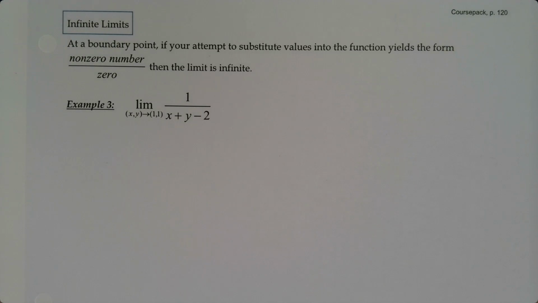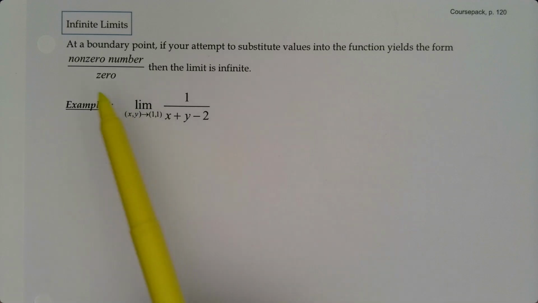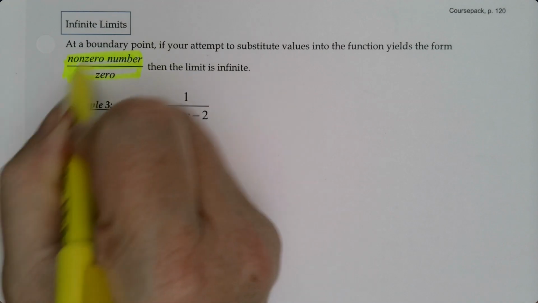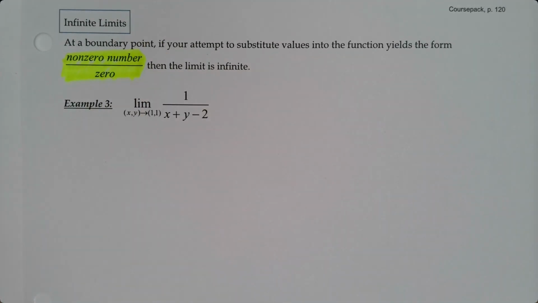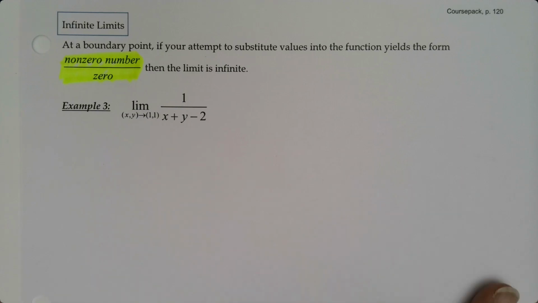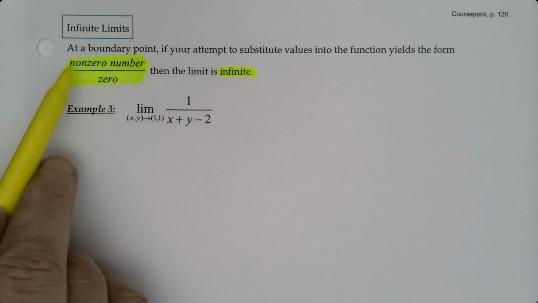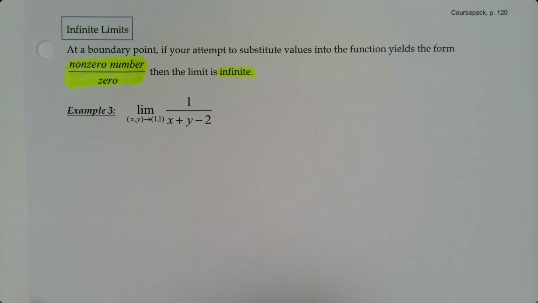It is possible, just like in Calc 1, to have infinite limits. That happens when, at a boundary point, if you attempt to substitute values into the function, it yields a non-zero number divided by 0. This gets to one of the fundamental things about calculus: in algebra we always say you cannot divide by 0, and you can't. But in calculus we learn, yes, you can't divide by 0, however, you know where it's going. So we know that it's heading to infinity as long as it's a constant divided by that 0. While we can't actually find the number per se, we can tell where it's heading.